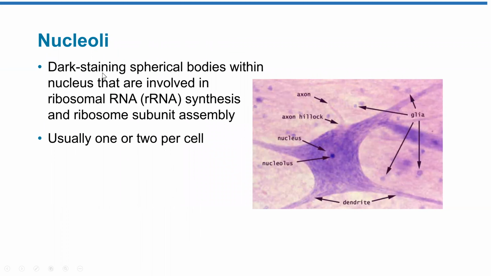Nucleoli are dark staining spherical bodies within nucleus that are involved in ribosomal synthesis and ribosomal subunit assembly. Remember, I told you that ribosomes are found in the cytoplasm, but they are assembled and ribosomal RNA is synthesized inside nucleolus, so inside the nucleus. So usually, we already mentioned it before, one nucleolus or two nucleoli per cell.